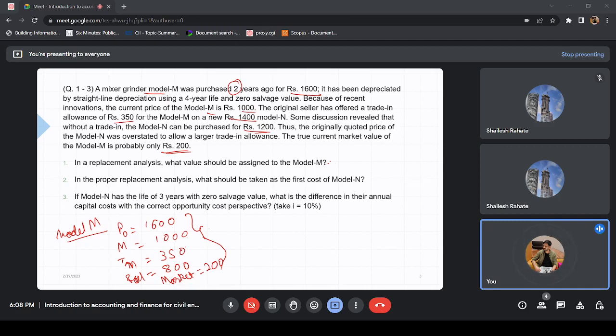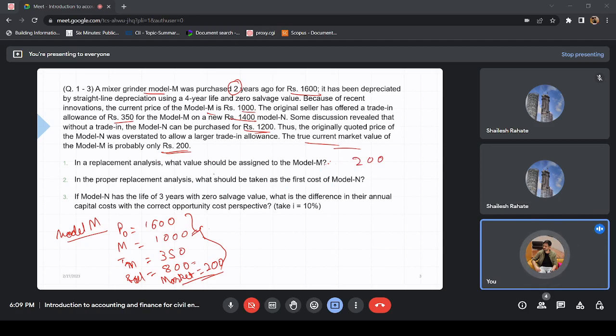Okay, so we will take rupees 200. Why? Because today the true current market value is only rupees 200. We are not interested in its salvage value, or the hyped market price today, or what the trader is going to give us. What the true market value is, that should be the value assigned to model M. So we have it as 200.